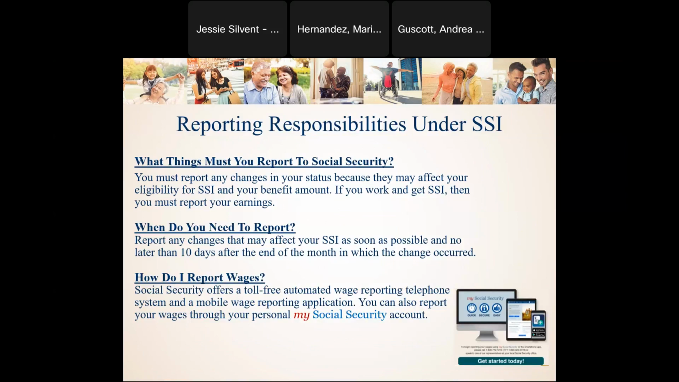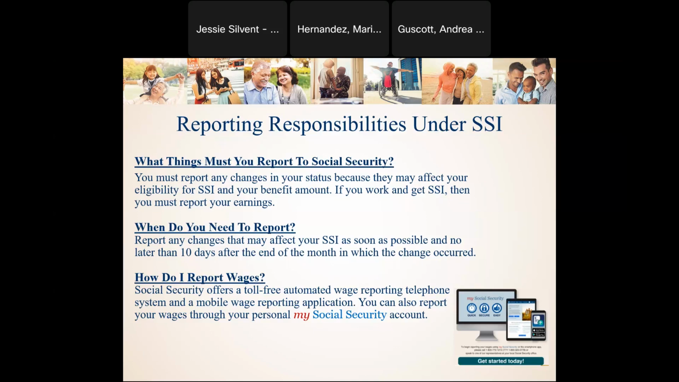So being aware of one's reporting responsibilities while receiving a benefit from Social Security is extremely important to ensure our agency has accurate and current information, which can impact a person's benefit amount and eligibility to receive their payment. Any changes in someone's work while receiving an SSI benefit should be reported as soon as possible and no later than 10 days after the end of the month in which the change occurred. So if someone returned to work or increased their hours in the month of August, they should report that no later than September 10th to prevent an overpayment of their benefits.